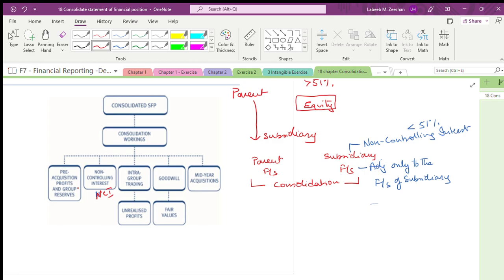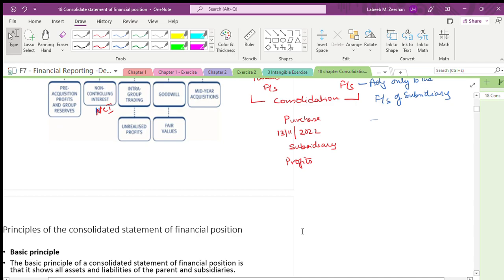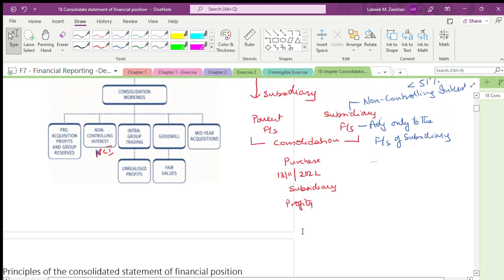See what happens. Assume today is 13th of 11, 2022. Today you have purchased it. The parent company purchased today. Now we are going to take into consideration the subsidiary company financial statements. There will be some profits or losses. The issue is not with losses, the issue is with profits.